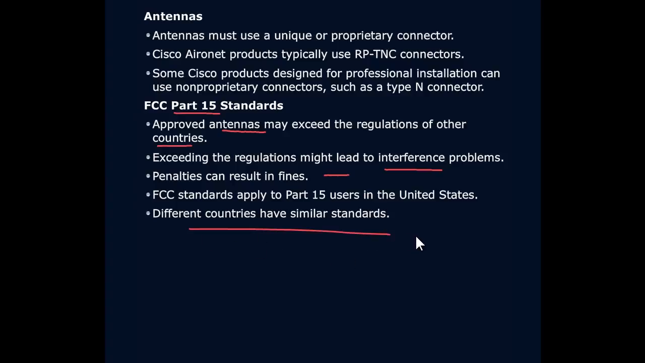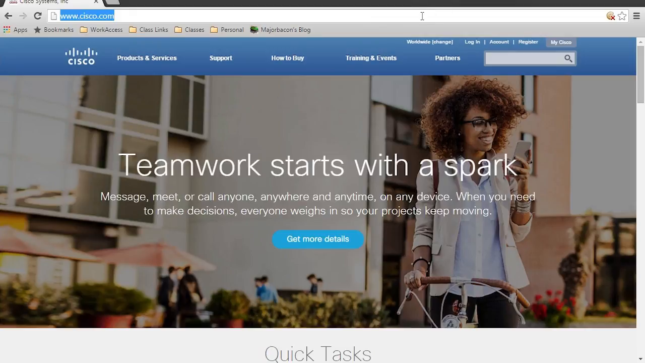Different countries have different standards. If you're following the European standards or the Japanese standards, they're going to look a little different. The fines will be different. Again, they have their own definition. Let's take a moment and jump over and take a look at the FCC standards. Okay, so we're going to take a look at the standards.